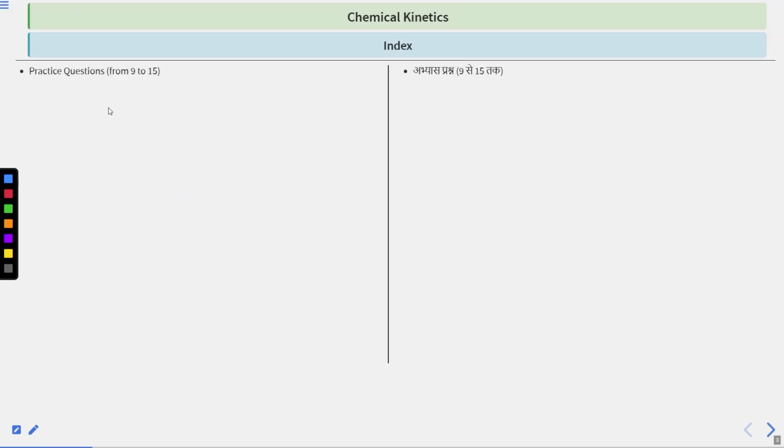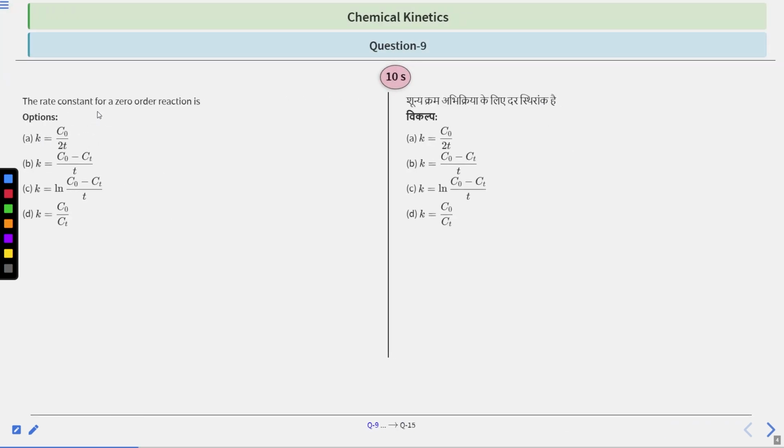So this is the index slide. Today we are going to see the practice questions from question number 9 to question number 15. Let's start with question number 9.